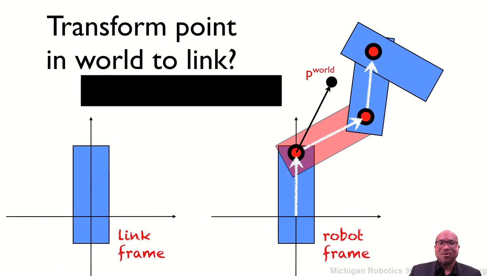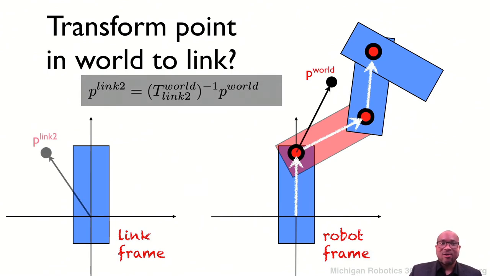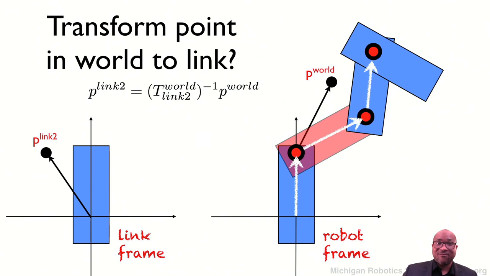And so what I would do in this case is I could multiply by the inverse of the transform of link two with respect to the world, right? And so now I could take that same transform that I have. If I can invert it, then I can take points in the world frame and express them with respect to the link. I can go back if I wanted to.